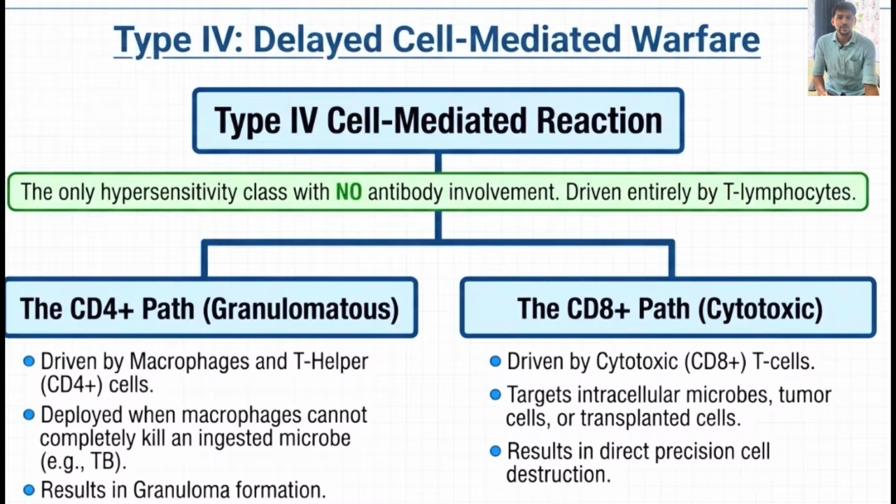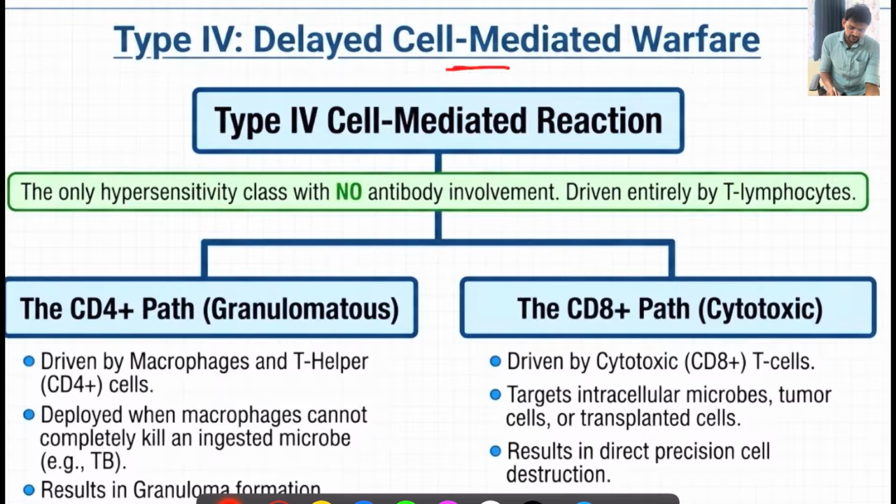Coming to type 4, which is called delayed type of hypersensitivity reaction, and it is mainly cell mediated one. And remember, there is no antibody involvement in this type. Mainly it is T lymphocytes, cell mediated.